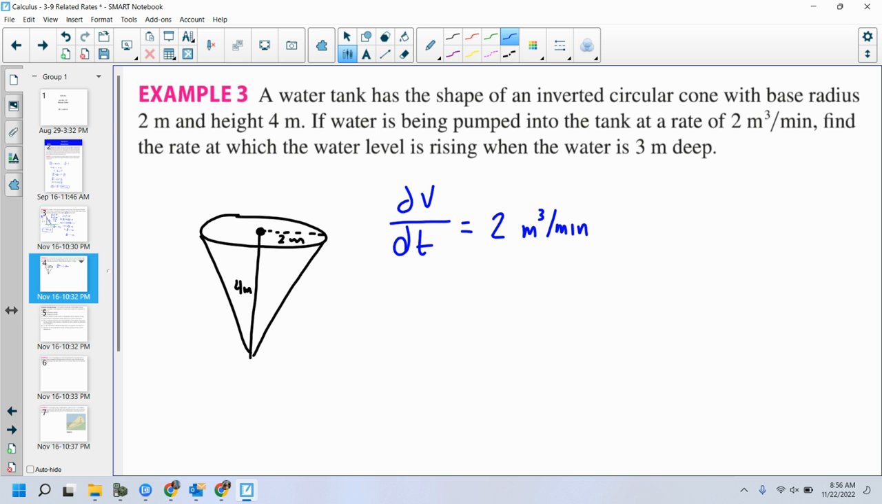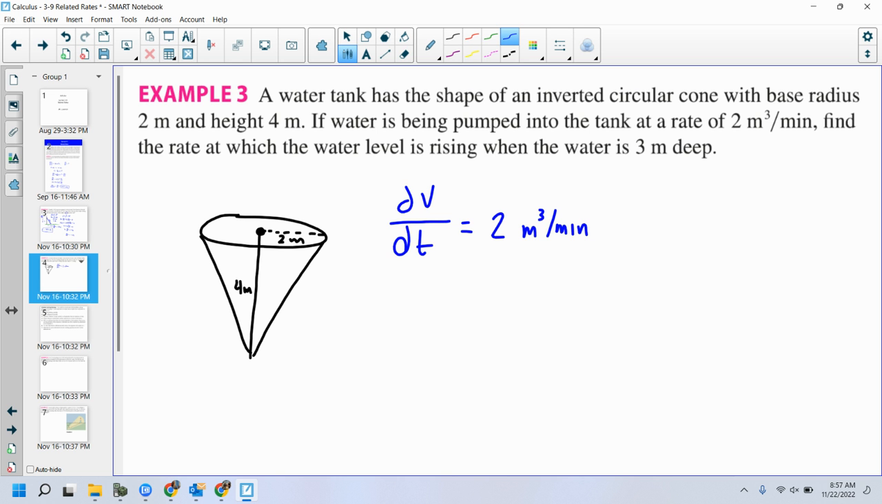We want to find the rate at which the water level is rising. Okay, I know that's what I want to look for, right? I know that's my end goal, the rate at which the water level is rising. So what do I really want to calculate there? The rate at which the water level is rising.